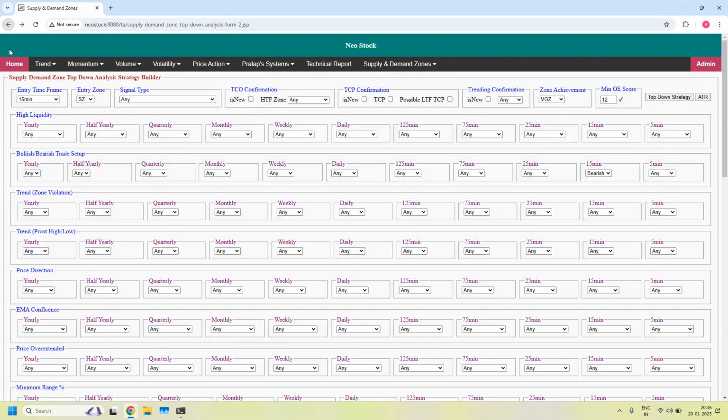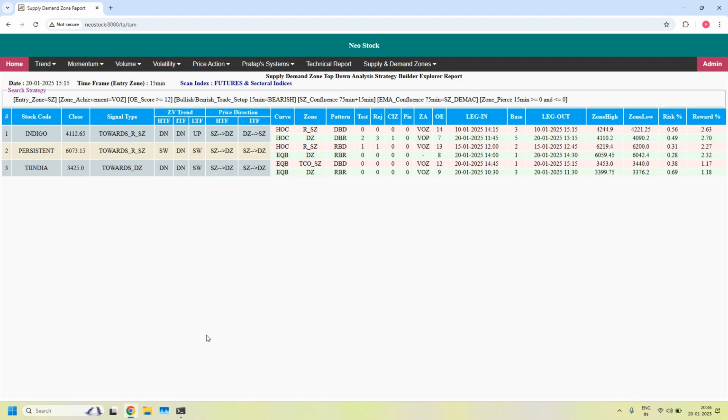Let's verify out of these 11, how many are having daily EMA confluence for the 75 minutes supply zone. So I'm adding the filter 75 minute supply zone having daily EMA confluence. So out of 11, 3 stocks are filtered. These 3 are even more high probability trade setup supported stocks. That's why one of these stocks is already tested.